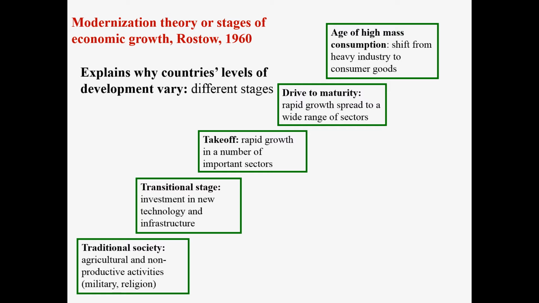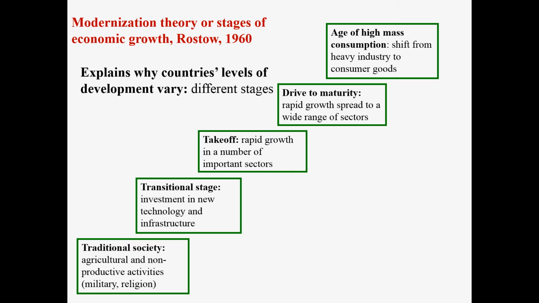Okay. Now let's just look at the very first stage. The first stage was labeled by Rostow as traditional society. This is the time prior to the Industrial Revolution, and you have agriculture as the major economic activity and the major investment going to military and religion rather than economic development. Okay, very traditional, very less developed state.